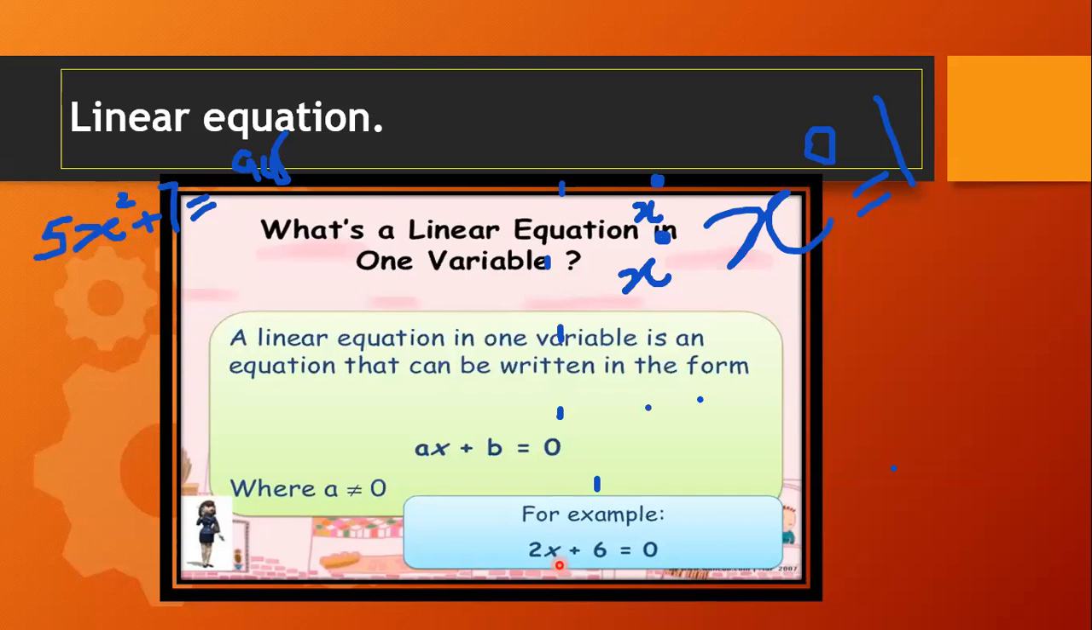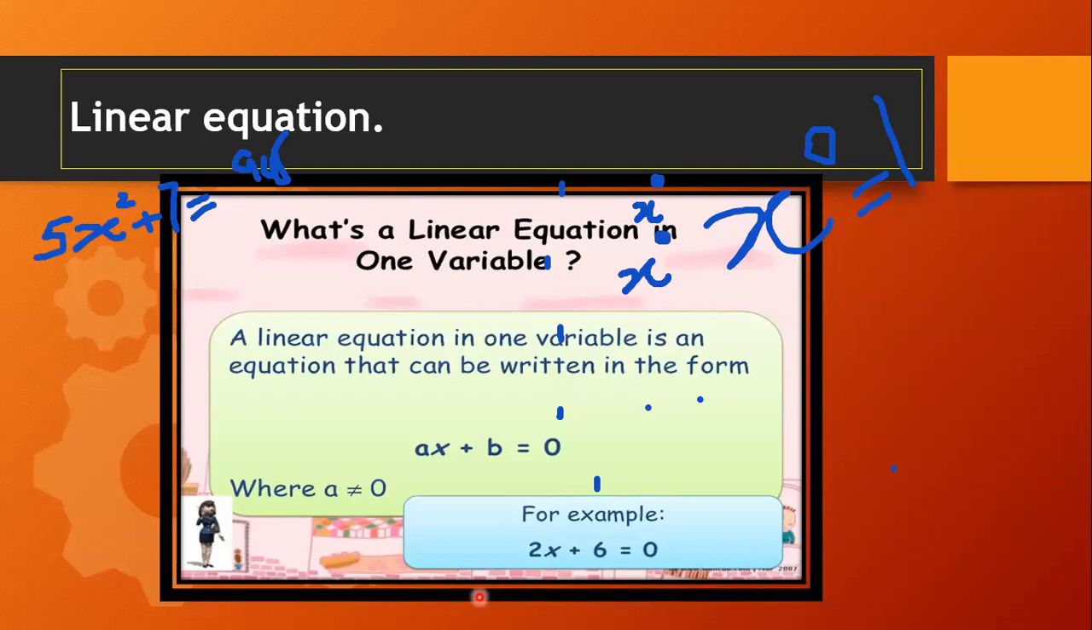Achha, how many number of variables are here? Can you please tell me? X. Only x. Now I am going to write an example in front of you.